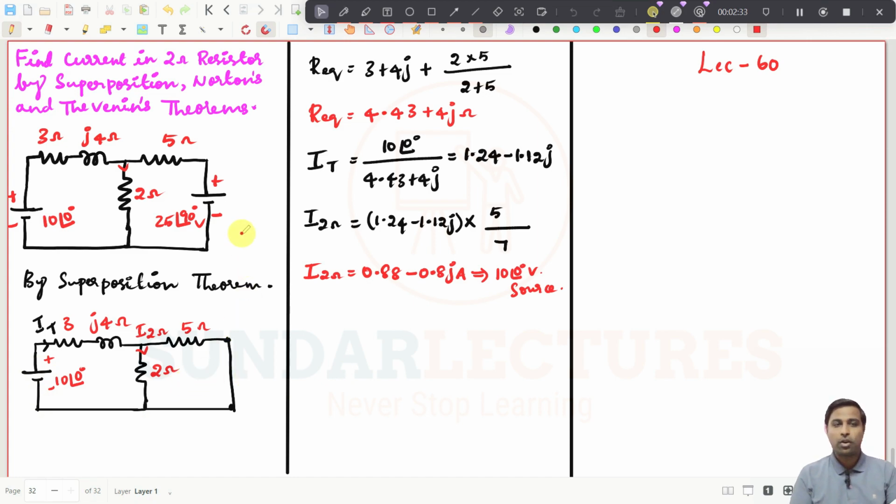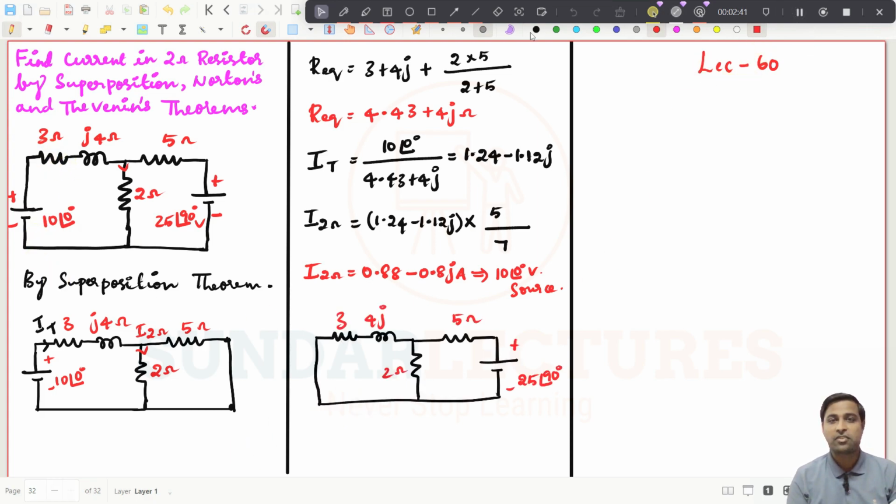Now what we need to do? We need to activate this source and deactivate this source. Then we have to short circuit this. So I will draw the diagram. See, I have just drawn this diagram. So I have activated the 25 volt source by deactivating the 10 volt source, right? Now what we need to do? Again same principle. I need to find the current in the 2 ohms resistor.